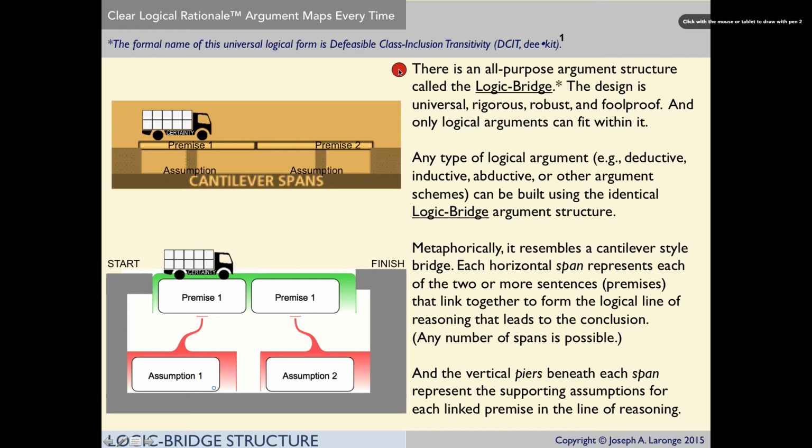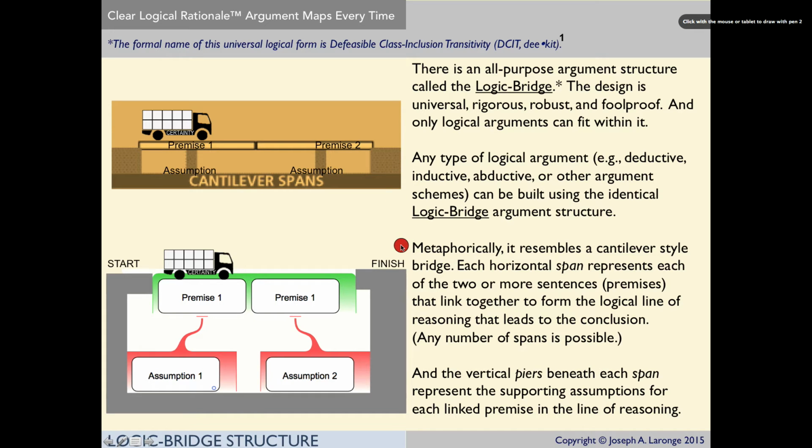So as I described here, there is an all-purpose argument structure called the logic bridge. Now, there is a formal name for this. You can just forget it, but I'll mention it once here, which is the formal name of this universal logical form is Defeasible Class Inclusion Transitivity. That's a mouthful. Or DCIT. So now you've seen it, now you can forget it. Just think of it as the logic bridge. Any type of logical argument, deductive, inductive, abductive, or other argument schemes such as promulgated by Pollock or Walton, can fit within this identical logic bridge argument structure.